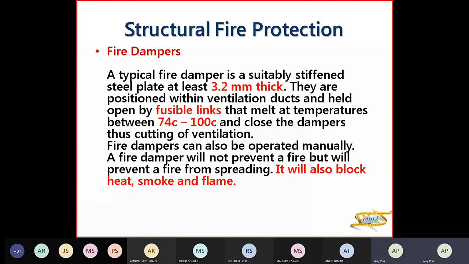These dampers can be operated manually also. They can be operated with pneumatic controls also. But in case of fire, you might forget it. So your dampers are connected with fusible wire that will automatically shut off when the temperature in that compartment is between 74 to 100 degrees. That is going to melt the fusible wire and shut off your damper. So it is not going to prevent a fire, but it will prevent a fire from spreading, and it will also block your heat, smoke and flame because it is going to cut off your oxygen supply.